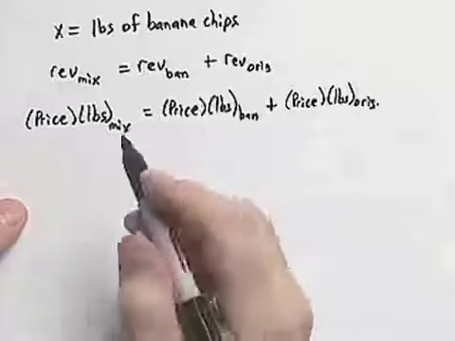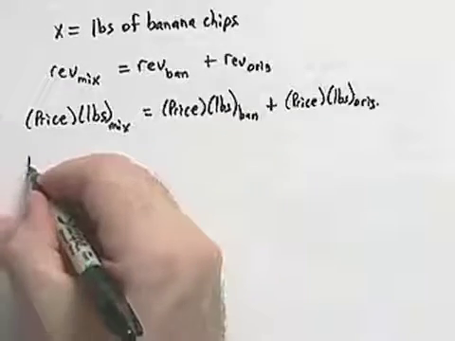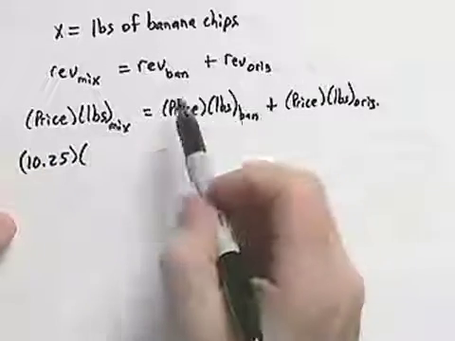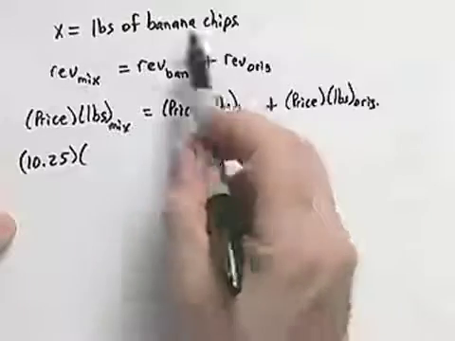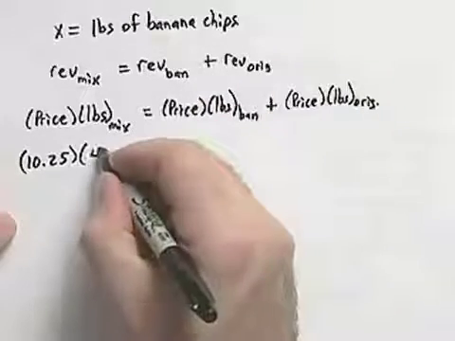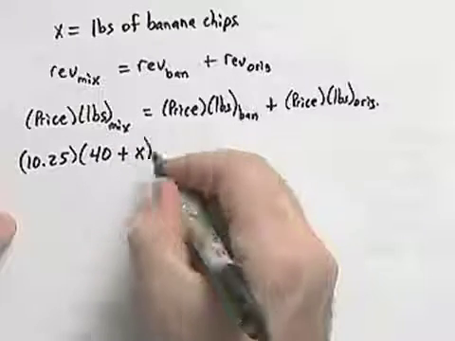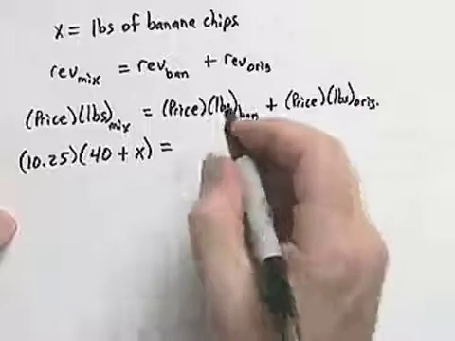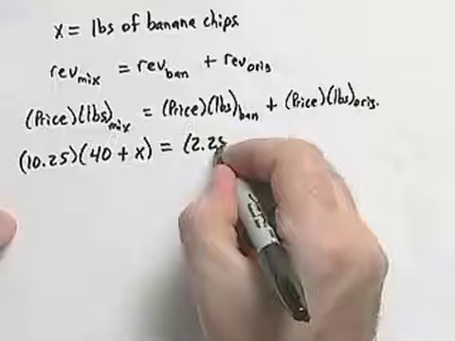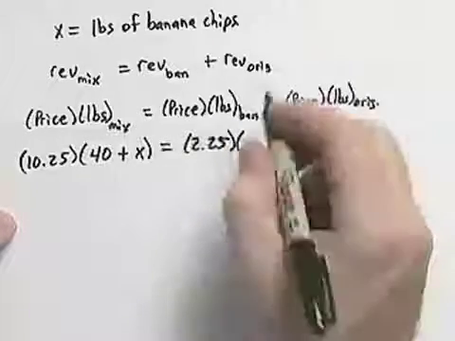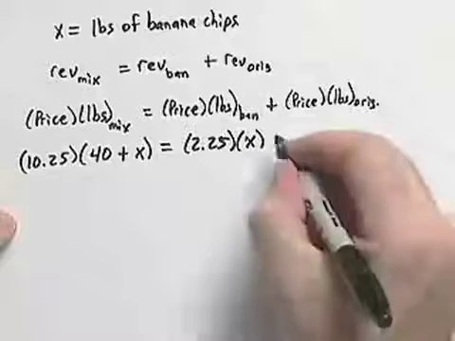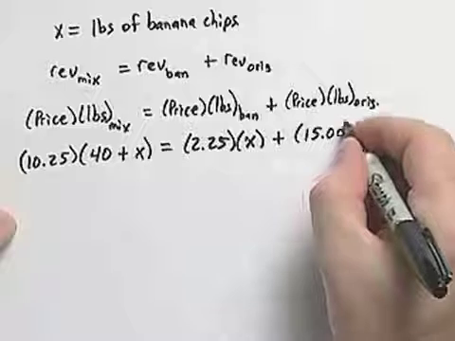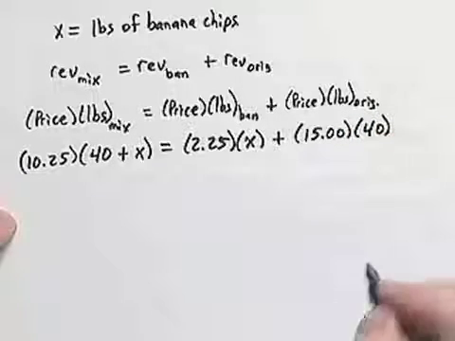Then we can plug in what we know from the problem. The price of the mix is going to be $10.25 per pound. We're mixing 40 pounds of the original mix with x pounds of the banana chips, and so we'll have 40 plus x total pounds in the mix. For the banana chips, the price per pound was $2.25 per pound. Again, x is the number of pounds of banana chips. The price of the original mix was $15 per pound, and we know that we're using 40 pounds of that original mix.